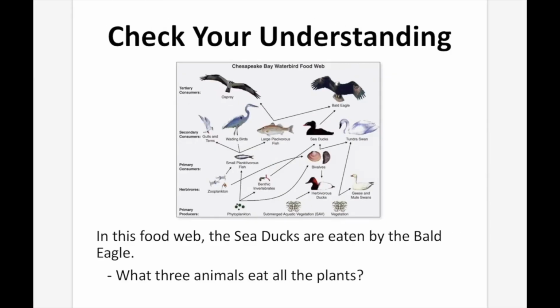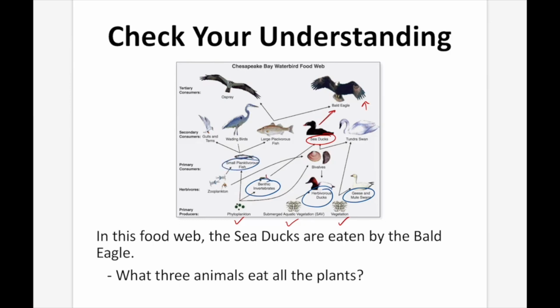So in this food web, the sea ducks, that's these guys right there, are eaten by the bald eagle. And we know this because we have an arrow going from the sea ducks to the bald eagle. But what three animals eat all the plants? Our plants are down here. We have our phytoplankton, our submerged aquatic vegetation, and our vegetation. So what three animals eat all the plants? Well, you're going to have your geese and mute swans, your herbivorous ducks, your benthic invertebrates, and the small planktivorous fish.